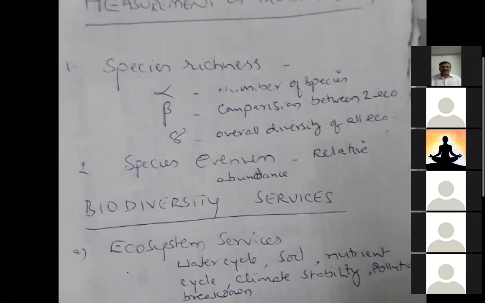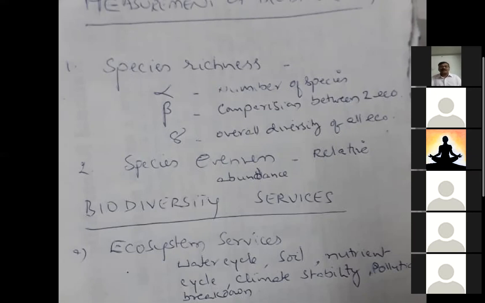Second is beta richness. When you are comparing the number of species in two communities, community A and community B, the increase and decrease of the species inside communities A and B, the comparative growth of the species, is beta richness.